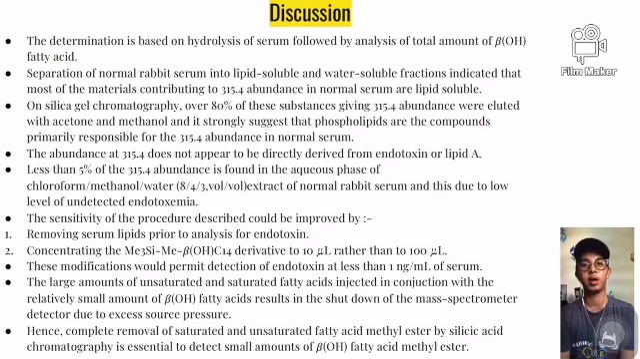The large amount of unsaturated and saturated fatty acid injected in conjunction with the relatively small amount of beta hydroxy fatty acids results in the shutdown of the mass spectrometer detector due to excess source pressure. Hence, complete removal of saturated and unsaturated fatty acid methyl ester by silicic acid chromatography is essential to detect small amounts of beta hydroxy fatty acid methyl ester.